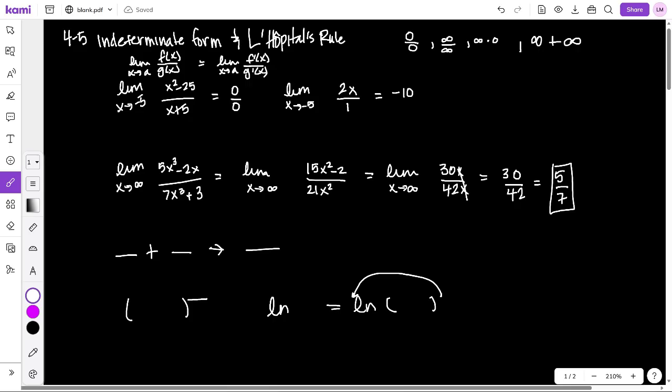So those last two things we're going to look at when I see you again. Just wanted you to have the foundation of what we're going to be doing with indeterminate form and L'Hopital's rule.